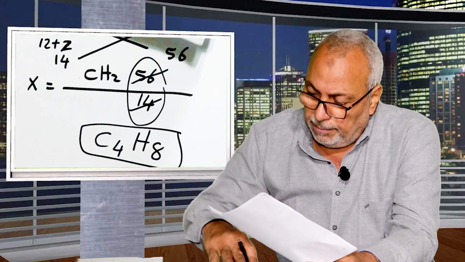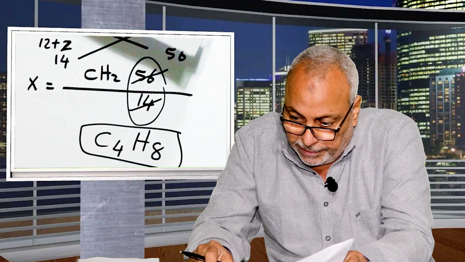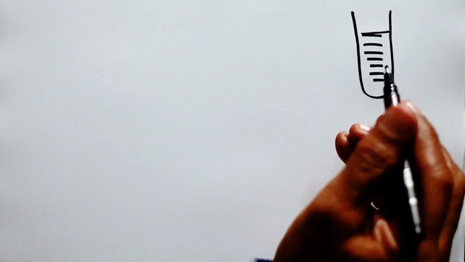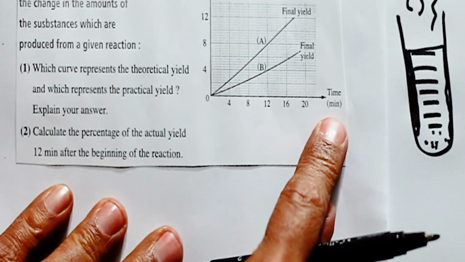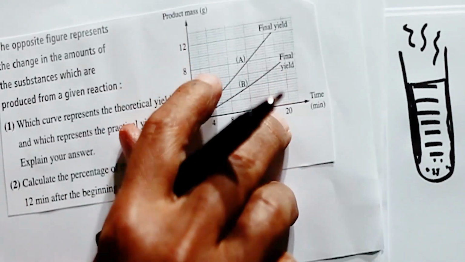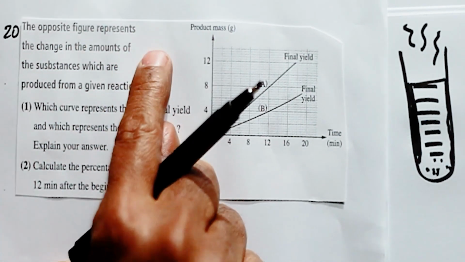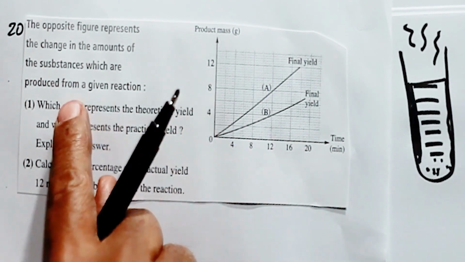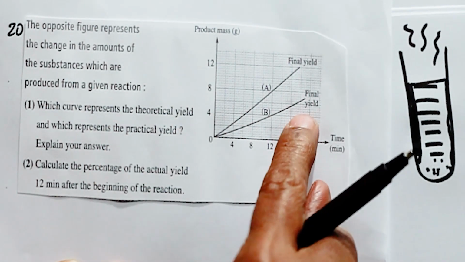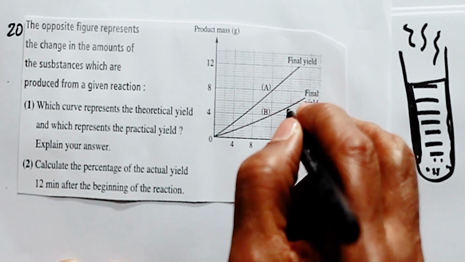And we have other examples for actual yield and theoretical yield. Actual yield is the yield formed during a chemical reaction as precipitate. This is always less than the theoretical yield. Why? Due to some materials sticking to the wall of the tube, the presence of impurities, or gas evolved. So actual yield is always less than theoretical yield. As an example, the graph shows final yield A and B. The opposite figure represents the change in the amounts of the substances produced from a given reaction. Which curve represents the theoretical yield? The theoretical yield is higher, but the actual or practical yield is lower.